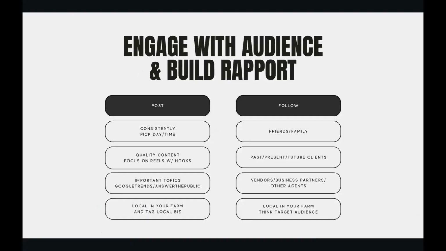So next is engaging with your audience and building rapport. We'll briefly talk about engagement because this topic would need another workshop. So when posting, consistency is everything. So pick a regular posting schedule based on your Instagram analytics. Focus on high quality content, especially reels with captivating hooks. Those are popular. Explore trending topics, and you could do that on Google Trends or Answer the Public. Then be sure to make posts about anything local in your farm and tag that business.